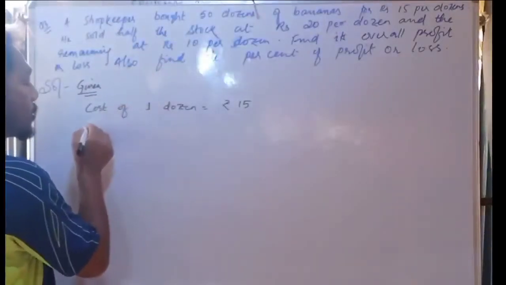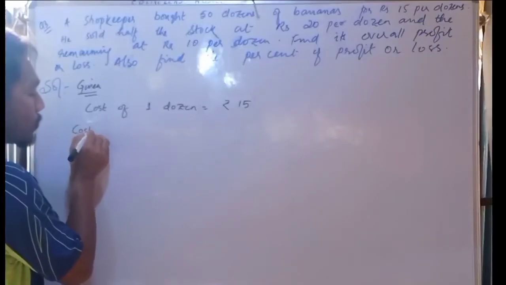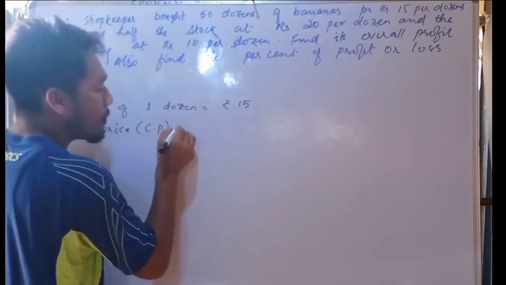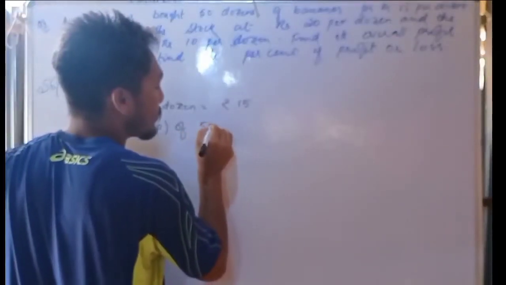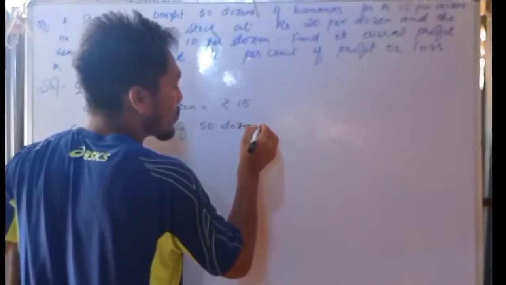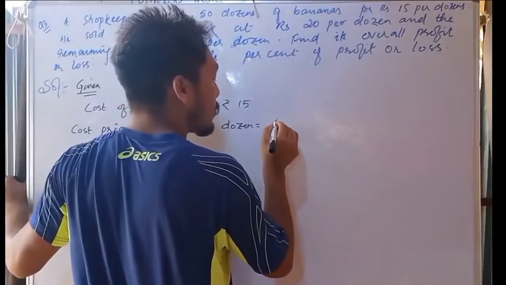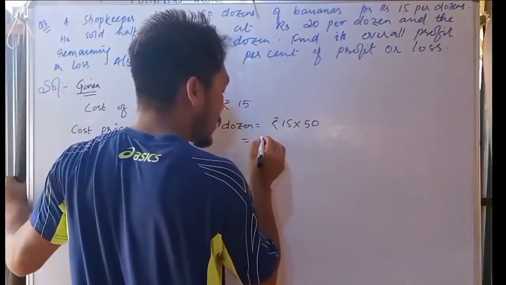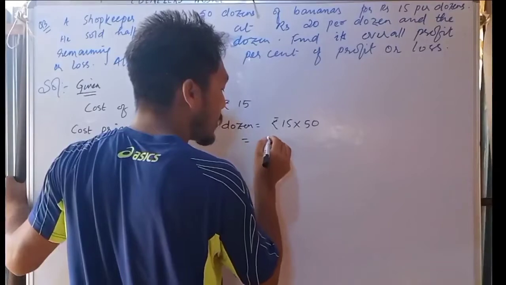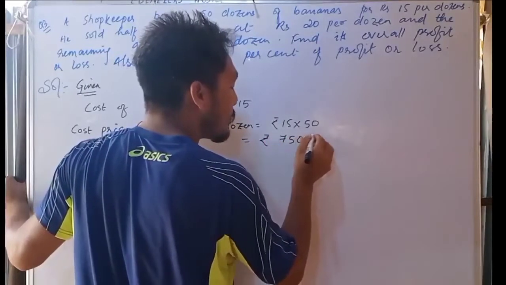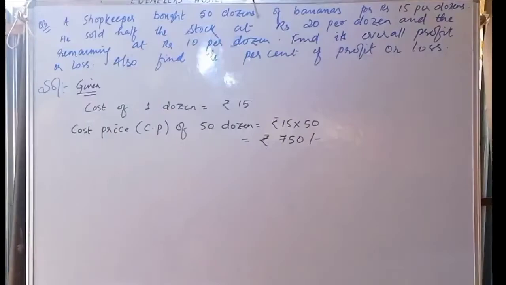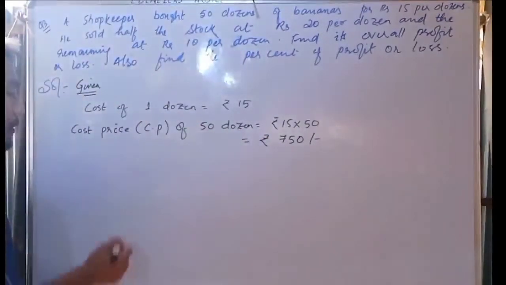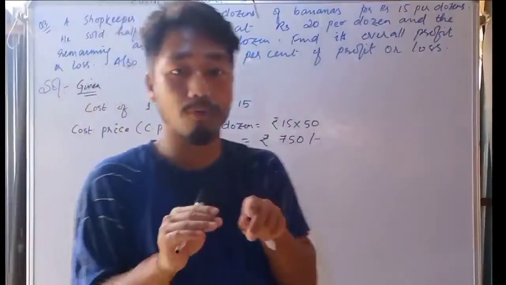Now, how many dozens are there? So the cost price, CP, of 50 dozen: what is it? Calculate this one. Cost of 1 dozen, 15, into 50. Multiply these two and your answer will be 750. 750 is the cost of 50 dozen. That means this is your CP. CP is 750.